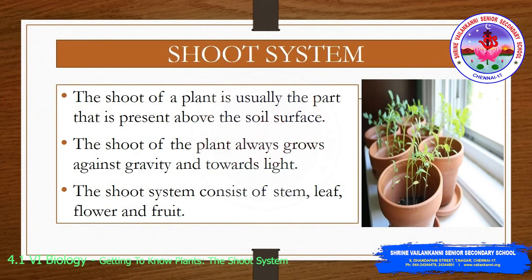So, what is the shoot system? The shoot of the plant is usually the part that is present above the soil surface. The shoot of the plant always grows against the gravity and towards the light source. The shoot system consists of stem, leaf, flower and fruit.